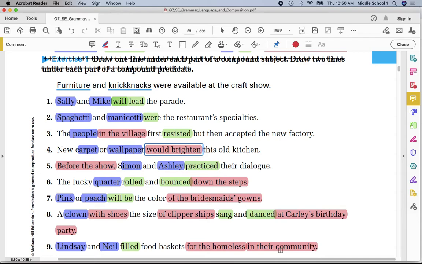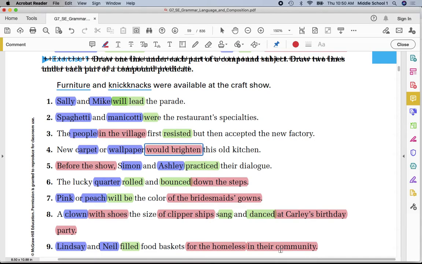Clown, what did clown do? Sang, danced. Once again, because I have a prepositional phrase in between the simple subject and the simple predicate, I must put my line before sang, not after clown.